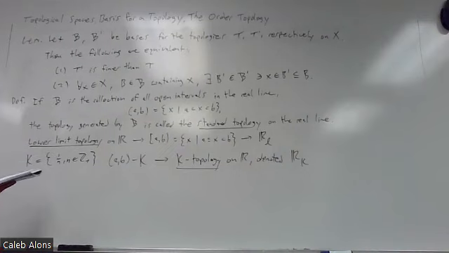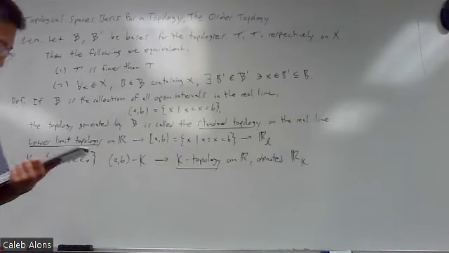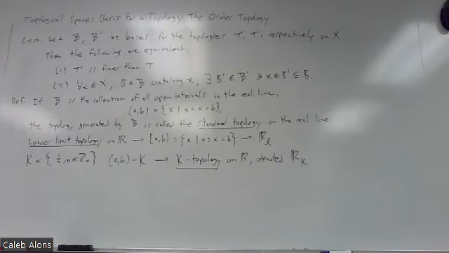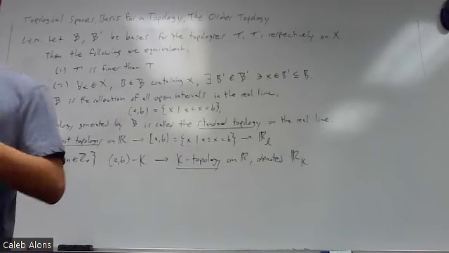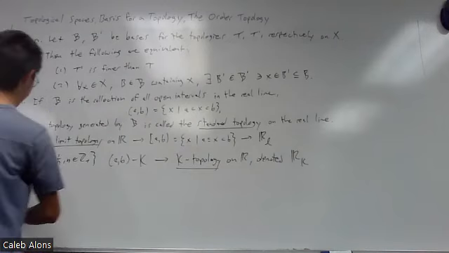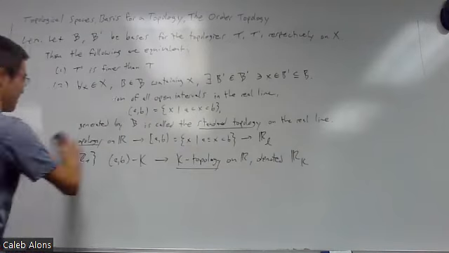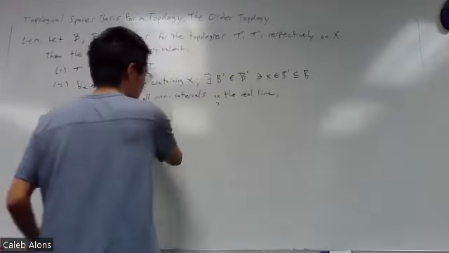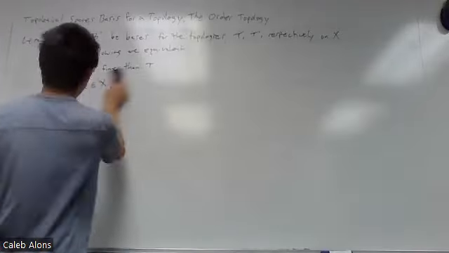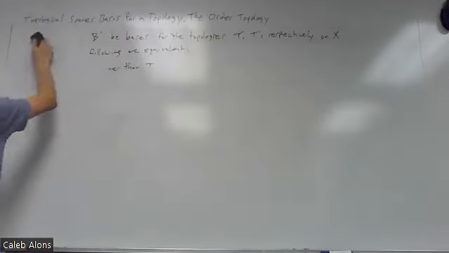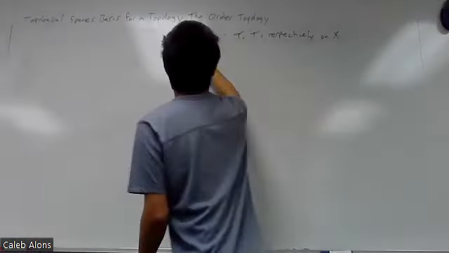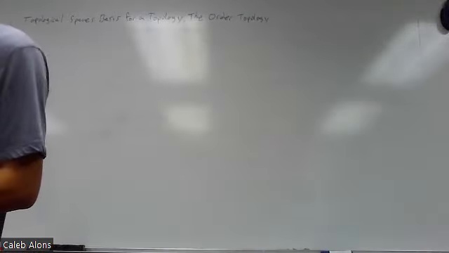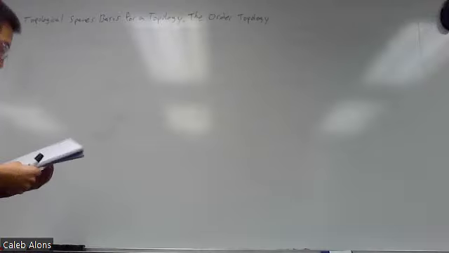Okay. Let's see. We have open intervals, closed intervals, half open intervals, and the rays, because we talked about this in analysis. We don't call it a topology because it's just implied. But we use the words.